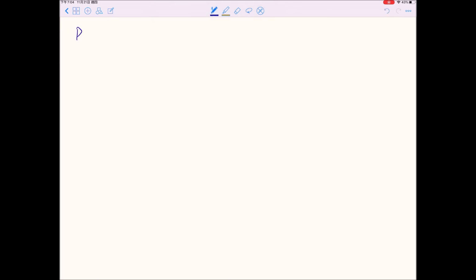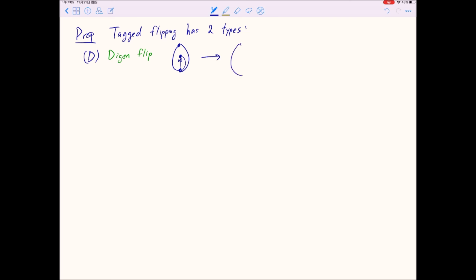So now what are the tag flipping? Tag flipping will have two types. The first type is called the diagon flip. Diagon means two gone. And this is exactly the picture that we drew before. You flip the one without tag and add a tag like this.